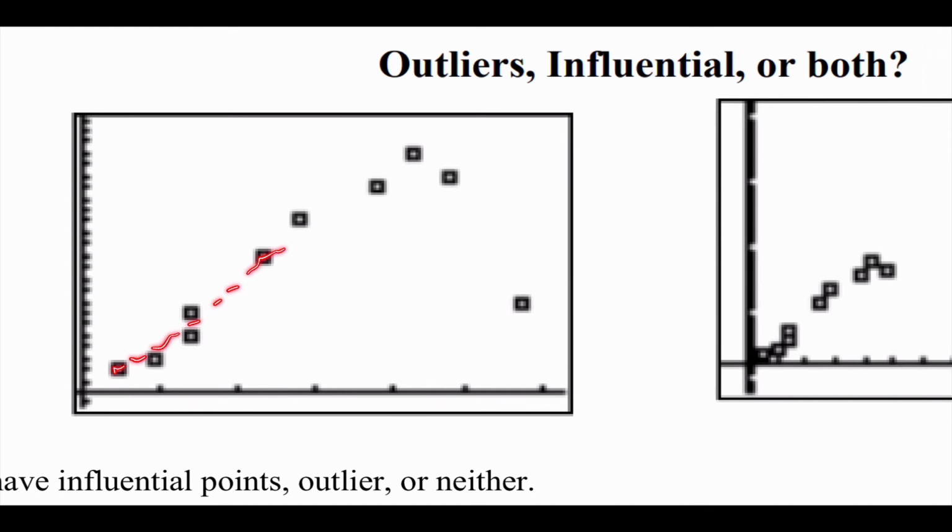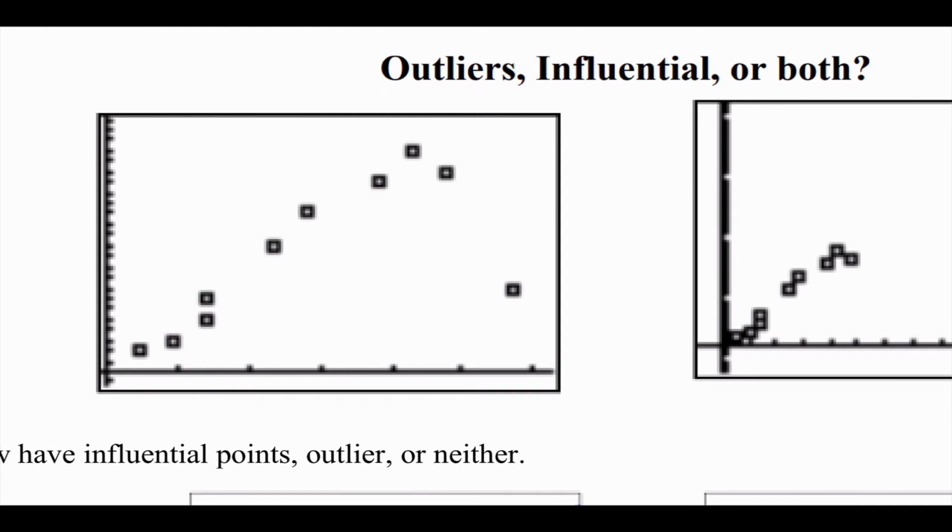These are trending to go up, right? That one is not. It should be up here, right? See that difference in y? That makes it an outlier because there's a difference in y. Okay? My question is, is it also influential?